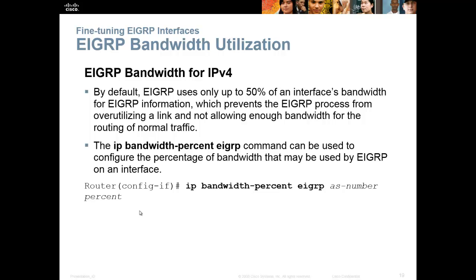So you can actually change the percentage of bandwidth that EIGRP is allowed to use with the ip bandwidth-percent eigrp command, autonomous system number, 30. And that would change it to 30%.